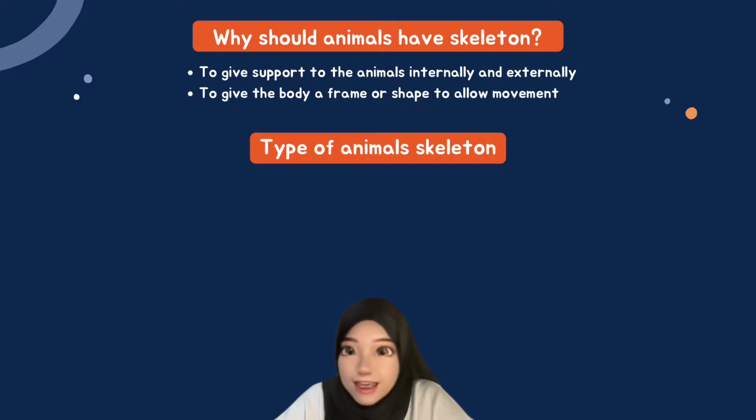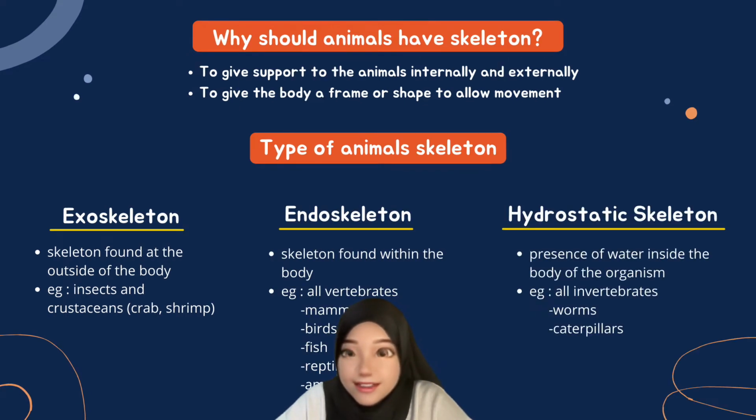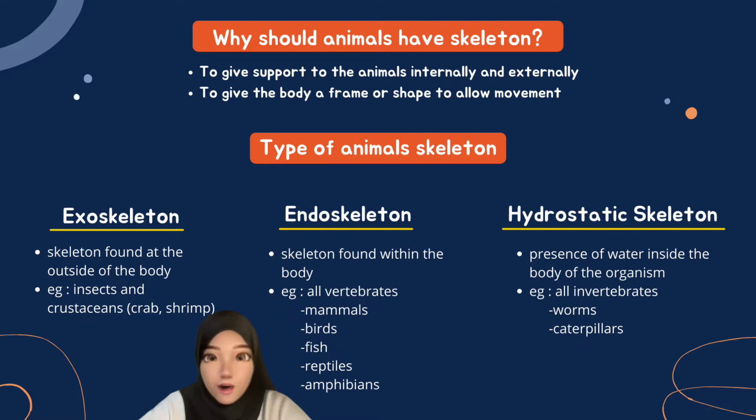There are three different types of skeleton in animals that you need to know, which are exoskeleton, endoskeleton, and hydrostatic skeleton. Exo means outside. Thus, exoskeleton refers to the skeleton found on the outside of the body. For example, insects. While endo means inside. Thus, endoskeleton refers to the skeleton found within the body. All vertebrates such as mammals, birds, fish, reptiles, and amphibians have an endoskeleton support system.